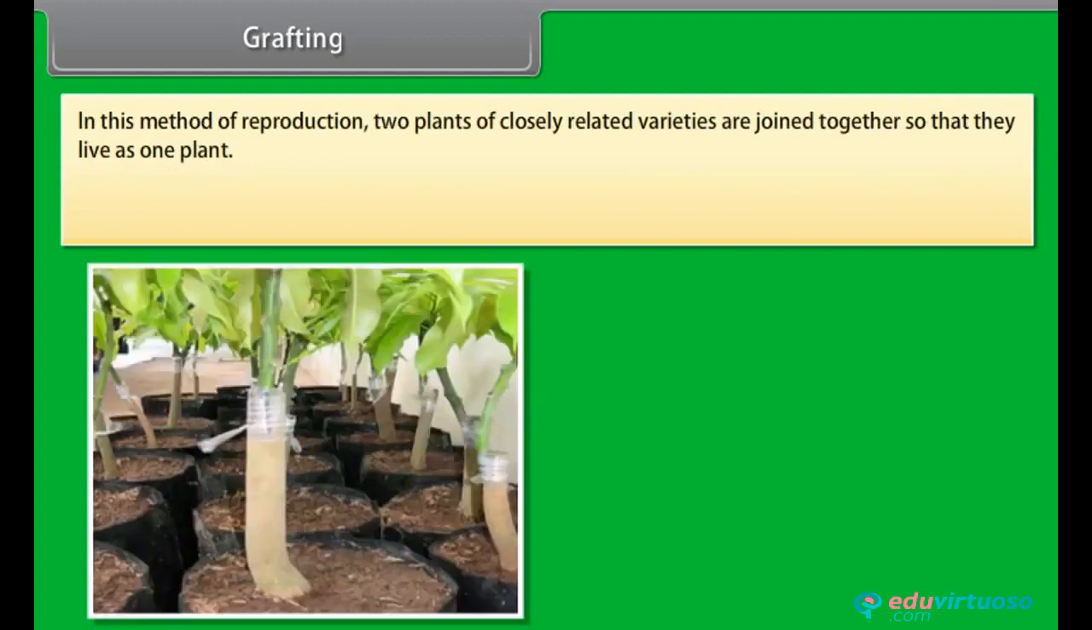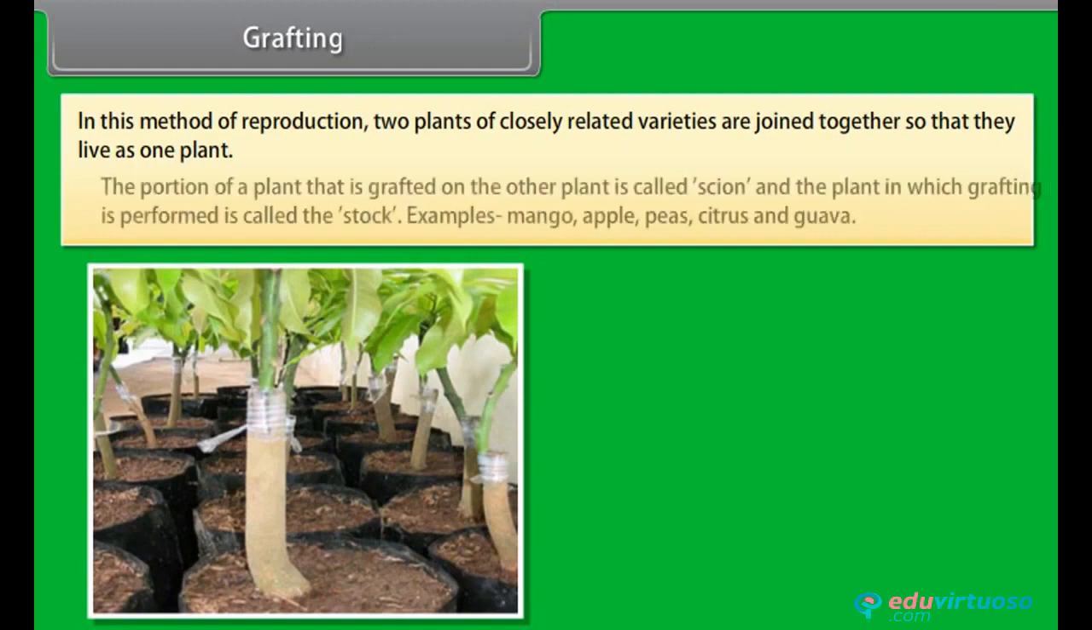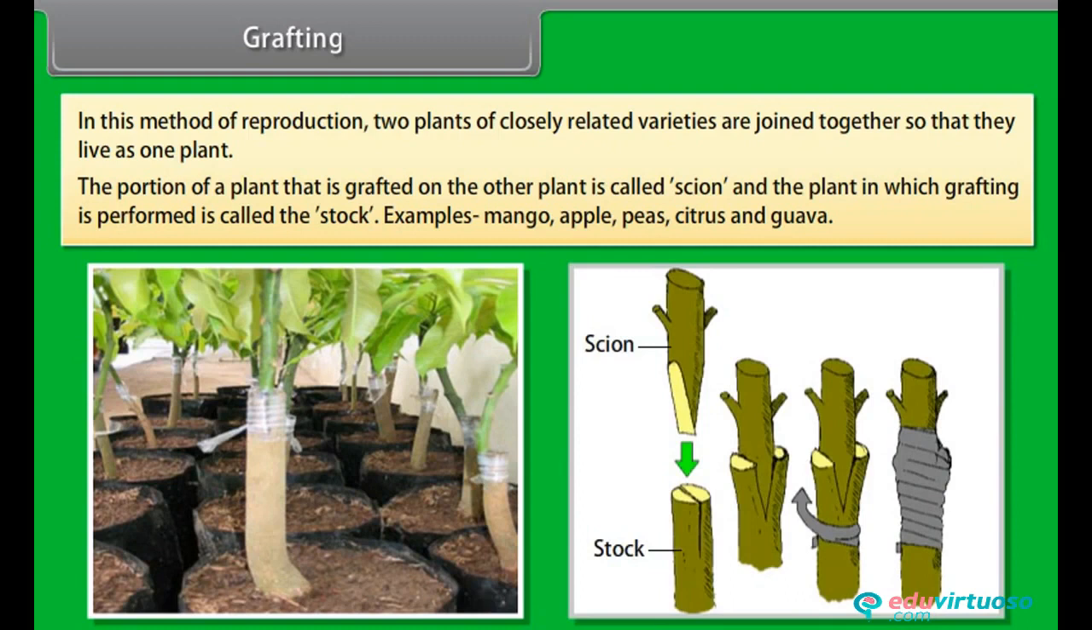Grafting. In this method of reproduction, two plants of closely related varieties are joined together so that they live as one plant. The portion of a plant that is grafted on the other plant is called scion, and the plant in which grafting is performed is called the stock. Examples: mango, apple, peas, citrus and guava.